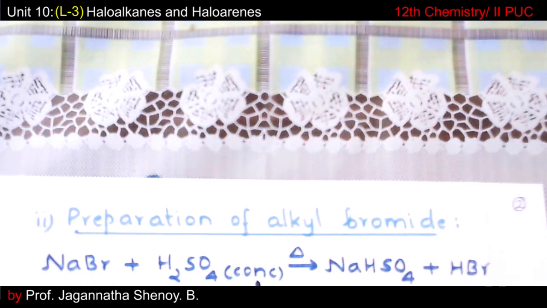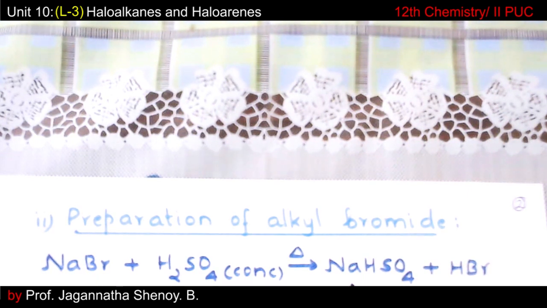When I compare the boiling points of H2SO4 and HBr, you know that H2SO4 has a higher boiling point compared to HBr. In other words, H2SO4 is a non-volatile acid when compared to HBr. The principle is that a non-volatile acid H2SO4 displaces a volatile acid HBr from its salt, that is NaBr.